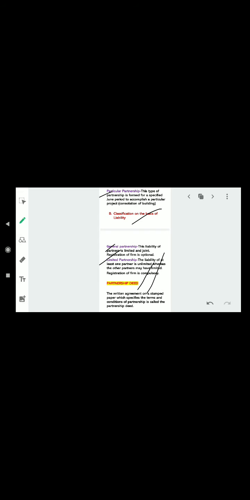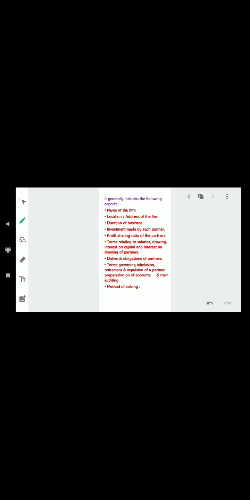The terms and conditions or rules and regulations are put in writing on a stamped paper, and it also contains the duties and responsibilities of partners. Though the content of the deed may vary from firm to firm, certain clauses are incorporated to ensure smooth working of the firm. So here are some common contents of a partnership deed. That means what is mentioned in a partnership deed.